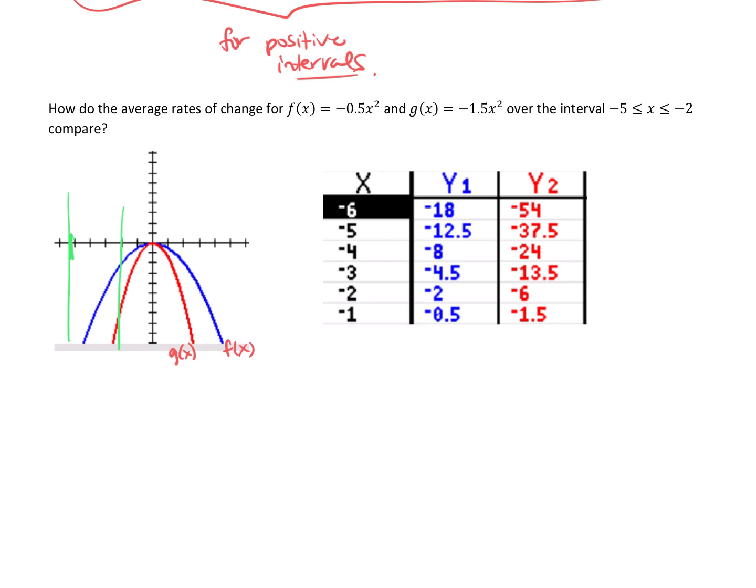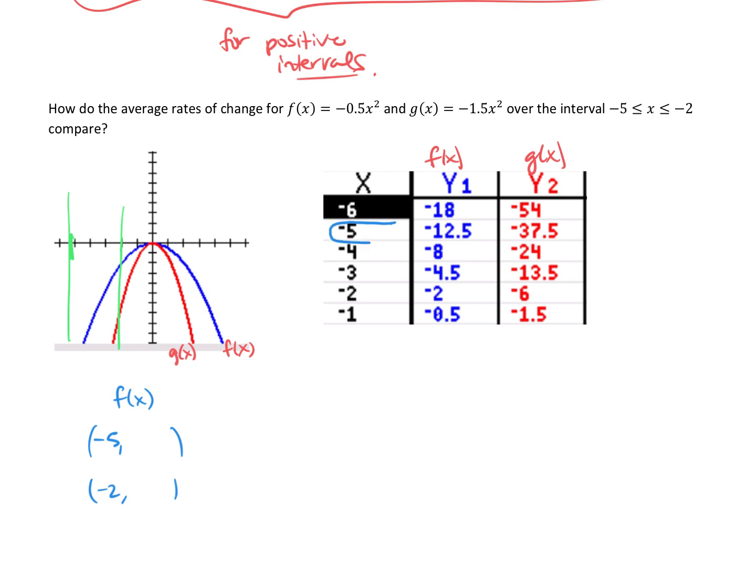And you can even type both functions in. So here I have f of x in my y1. This was the f of x function, and this was the g of x function I typed into y2. And I can look at a table of values and get the points I need at the same time. So let's find the average rate of change for f of x over the interval from -5 to -2. So remember, we're going to create ordered pairs with those x values, -5 and -2. Let's go to our table of values.